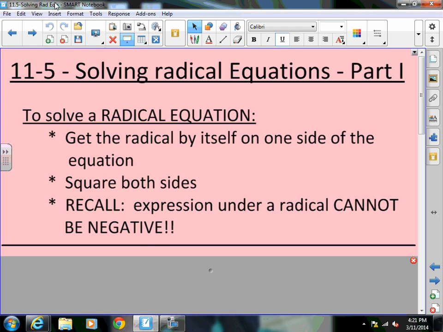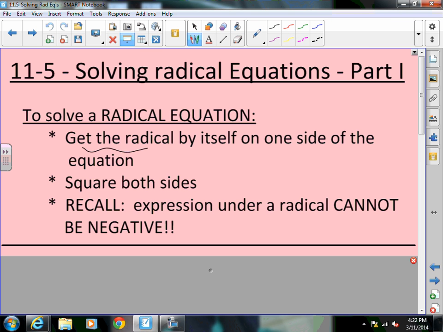Okay, today we're going to do part 1 of 11.5, which you have the notes to. The back side of those notes is part 2, which we'll do on Thursday when you come to class. So today we're just going to be introducing how you're going to solve radical equations. So there's some steps that you need to pay attention to.